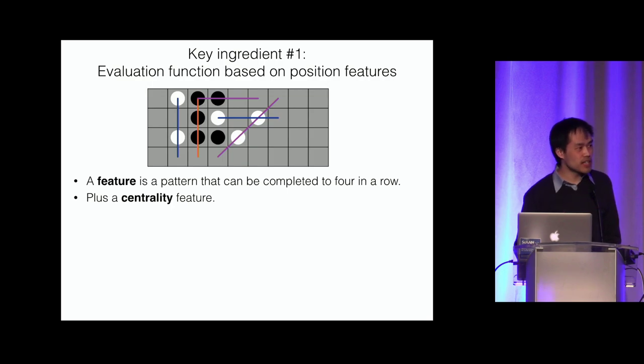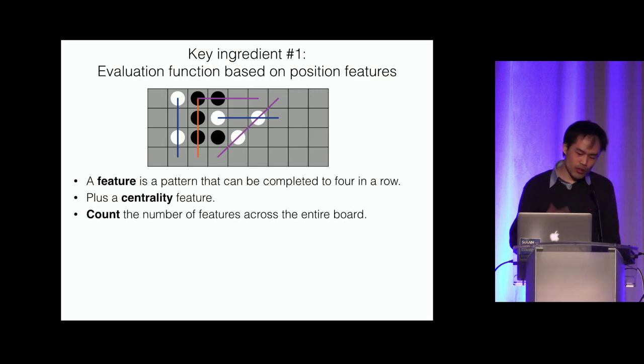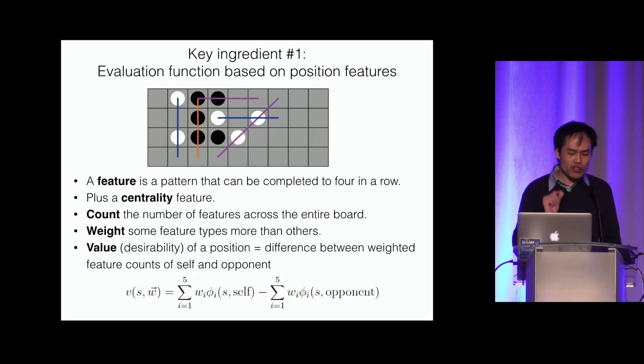And then we also had a centrality feature, because it's generally better to start in the center of the game and work your way out because you have more space in the center. So those first type of features can be counted. So the patterns can be counted, how often they occur anywhere on the board in any orientation. Then you weight some of those features more than others, because a three in a row is obviously more valuable than a two in a row. And then the value function, the first key ingredient, is the difference between the weighted feature counts of oneself and one's opponent. The equation pretty much says that.